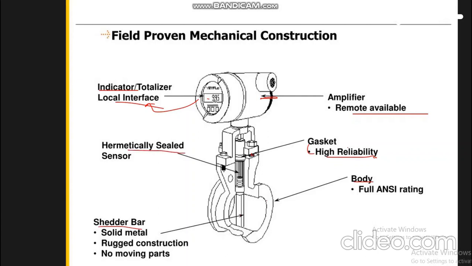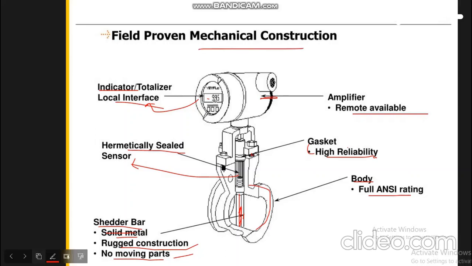So this is the sensor basically. This is the sensor, and this is the solid metal, and the shedder bar is nothing but solid metal, and the rugged construction is very tough. There's no moving part, which is the main advantage of it. There's a full NACE rating, and this is for the body, and that's all the mechanical construction of a vortex flow meter.